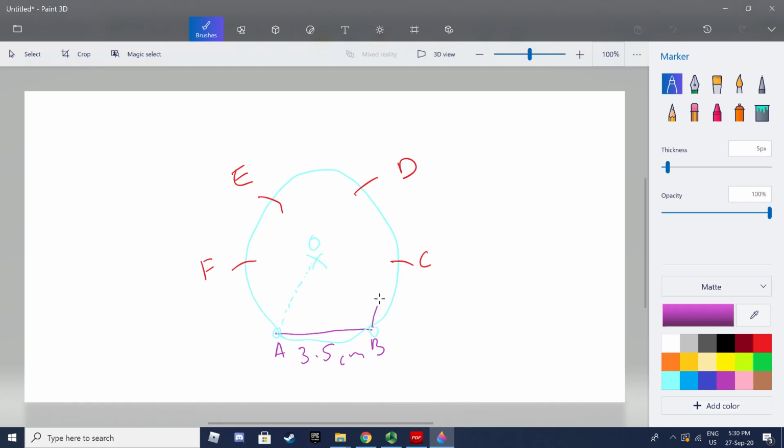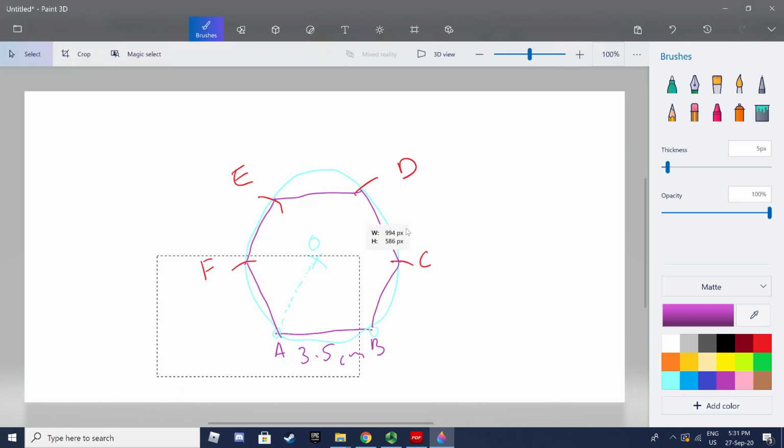Then you get a hexagon that has equal sides. But I'm just using freehand, so this is not that good a hexagon. Eventually, this is how you get the hexagon, having a side of 3.5 cm.